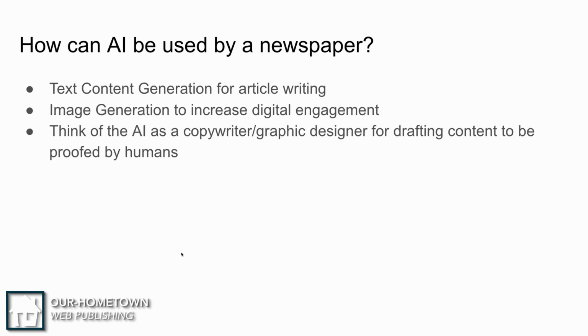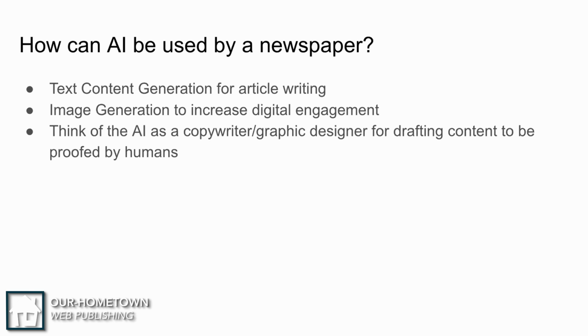But now, how can AI be used by a newspaper? So we talked about text content generation for article writing. You can do image generation. We had 2 separate webinars on this the last couple of months where we went into a lot of detail, but we're going to show you the whole thing again today in just a minute. And again, I would just think of AI tools as copywriters, intern level graphic designers that are drafting your content to be proofed by humans.